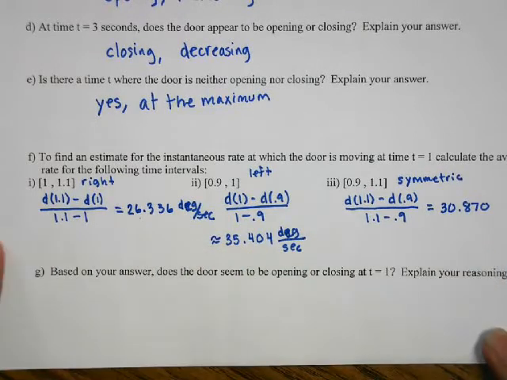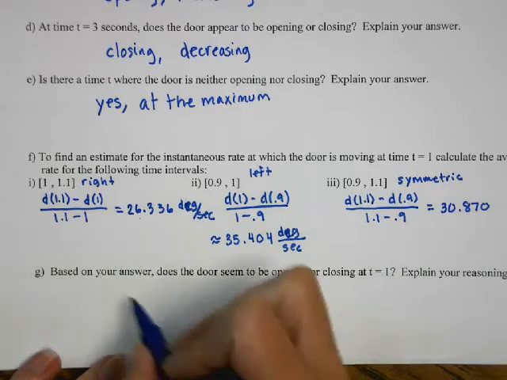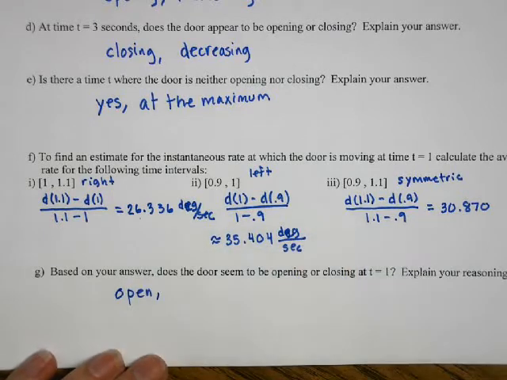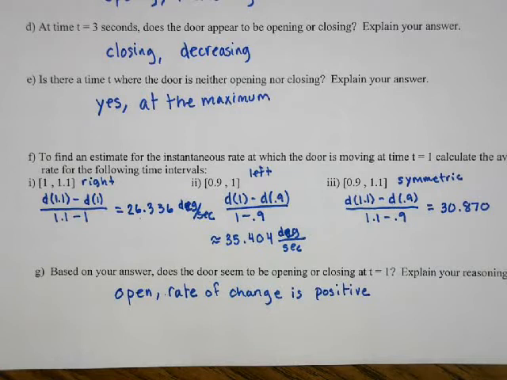So those are 3 approximations for what's happening at 1. So based on your answer, does the door seem to be opening or closing? Again, opening. And this time it's going to be opening because those are positive values. The rate of change is positive.